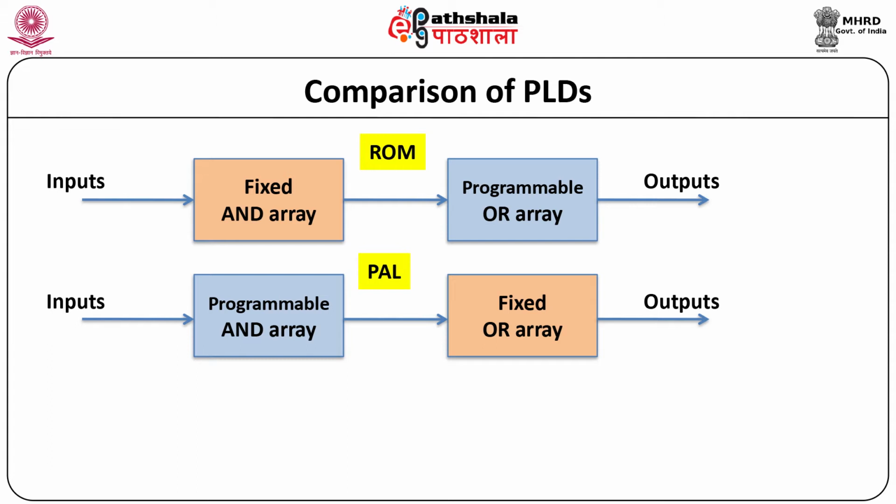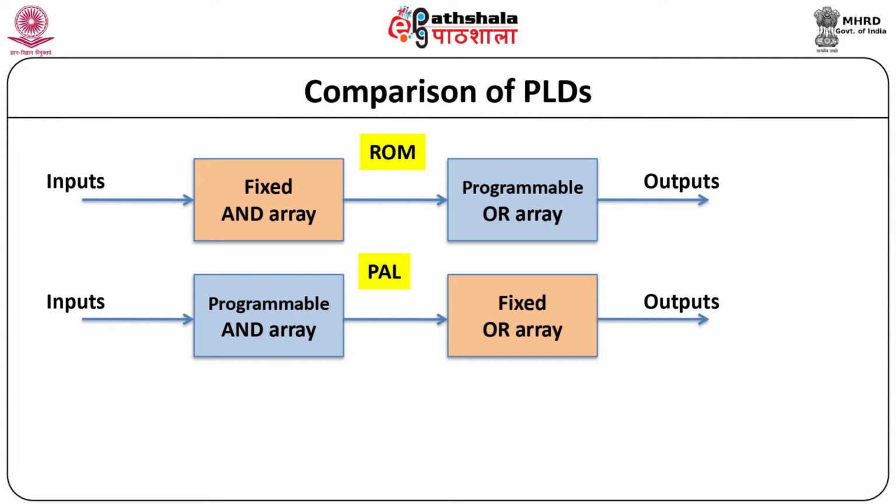Let us now talk about the architecture of PAL. In this type of PLD, the input connections to the AND array are programmable and the connections to the OR gate are fixed. The complemented and uncomplemented input variables are applied to the AND gates. As the connections to the AND gate array are programmable, the user decides the variables present in the product terms. The input connections to the OR gate are fixed.